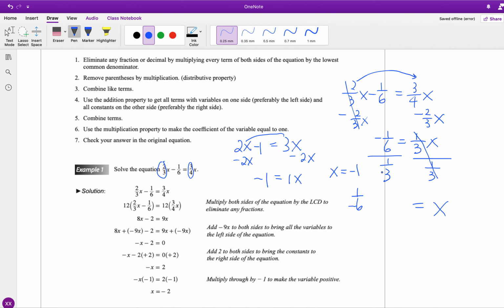1 over 6 divided by 1 over 3, which is multiplied by 3 over 1. Okay, so cancel. This is 2, this is 1. Therefore, my x equals negative 1 over 2. However, there is a so-called smarter way to do things.